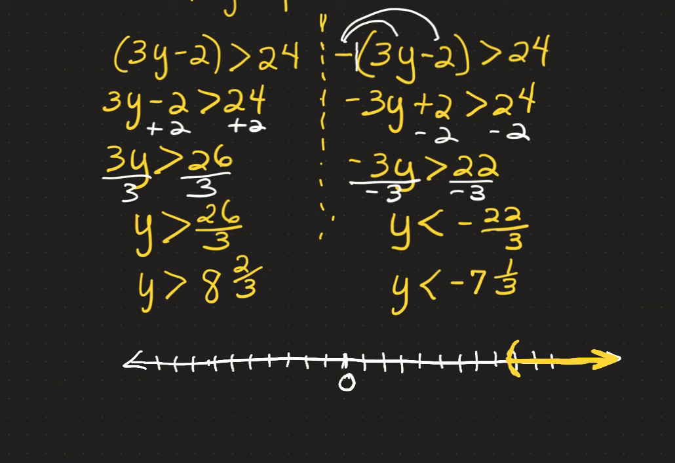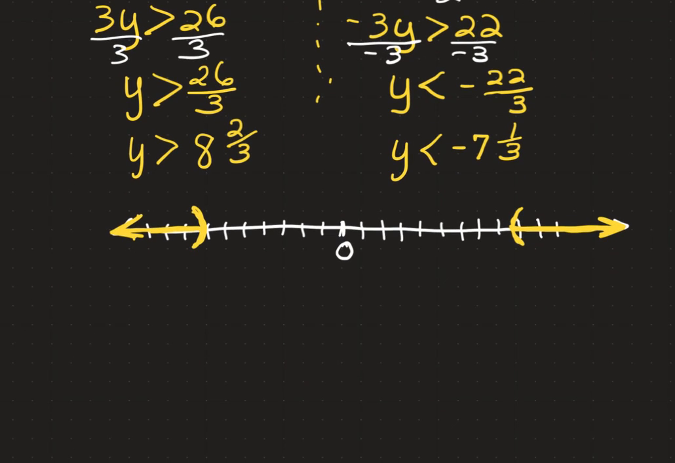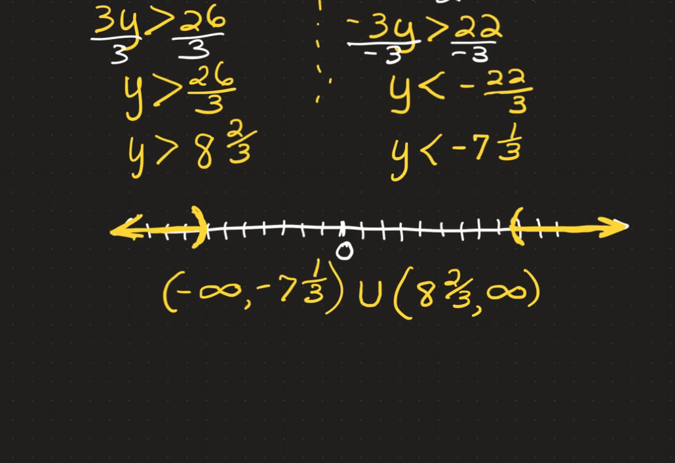Or, is this an "or" or an "and"? It's an "or." You can't have numbers that are both less than negative 7 1/3 and greater than 8 2/3. Therefore, we must have two intervals here. We have to have the interval from negative infinity to negative 7 1/3, or negative 22/3, united with, or union, 8 2/3 to positive infinity.